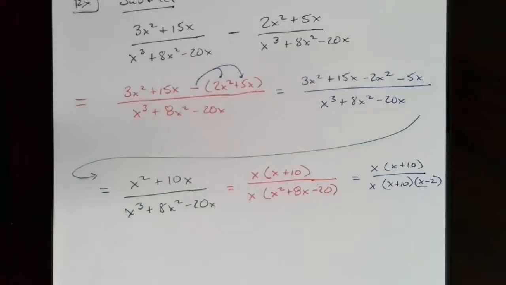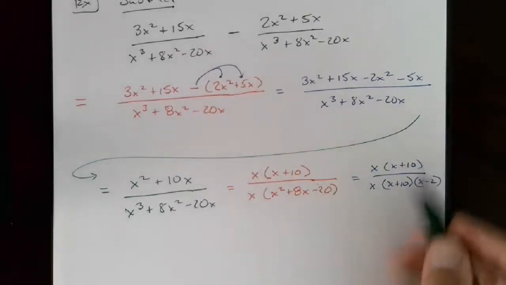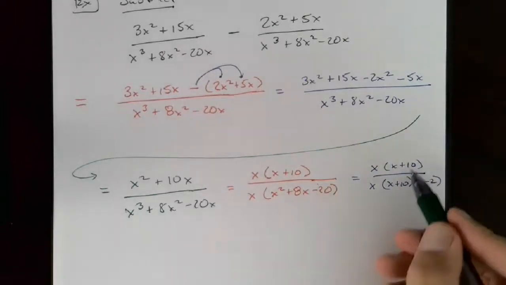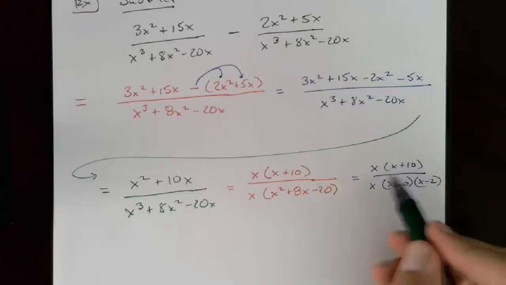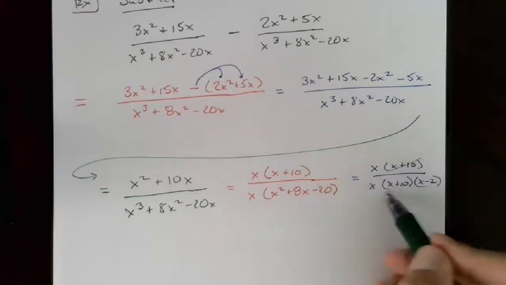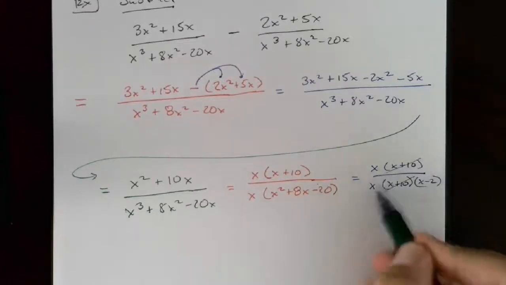And now we're ready to cancel. If I cancel in here, keep in mind what you're canceling out: common factors in both the numerator and denominator. If nothing canceled, then you'd leave it. But here I see x plus 10 and x plus 10. Those will both cancel with each other. Here, x and x also cancel.